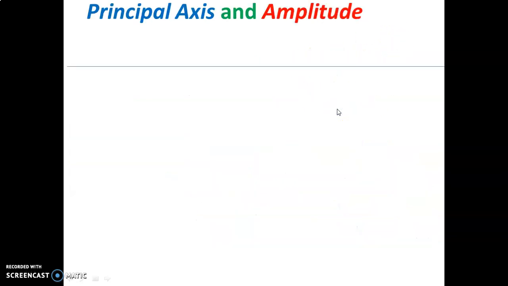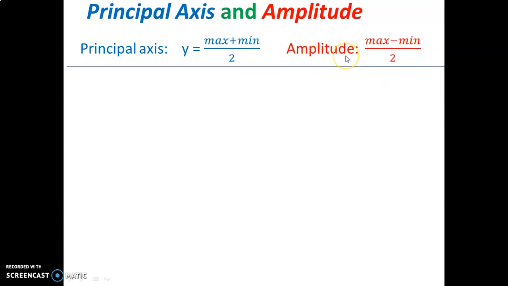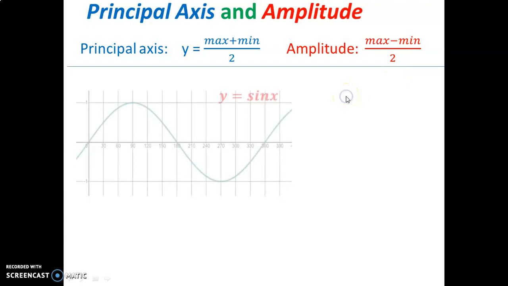Okay, the first things we're going to look at are the principal axis and the amplitude. The principal axis can be found with this little formula here. But I often tell you, let's not memorize formulas. If we just understand concepts, we don't need formulas. But we'll try this formula and then discuss what it means in terms of the graph. Basically, to find the principal axis, we do the max point plus the min point, divided by 2. The second thing we're going to look at is the amplitude. It looks very similar, but now we're doing max minus min, divided by 2. So let me show you what those mean.